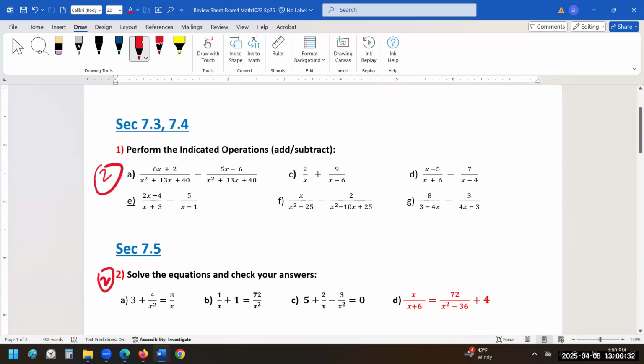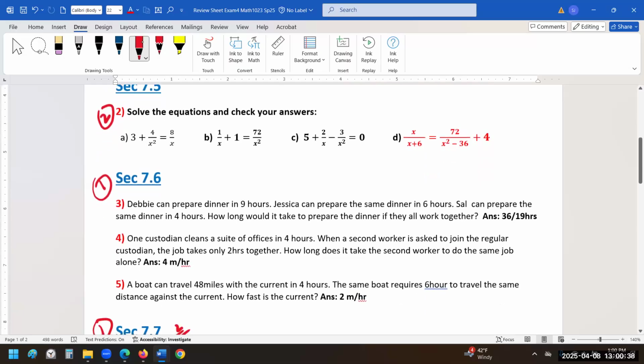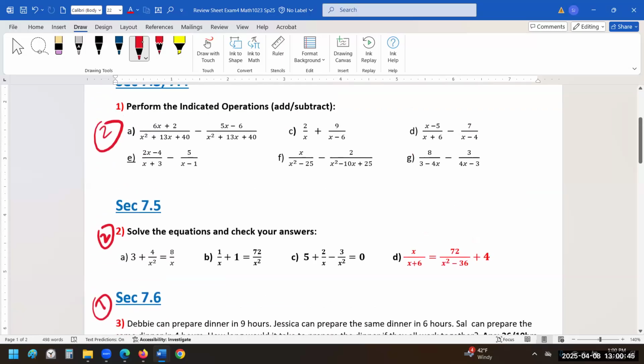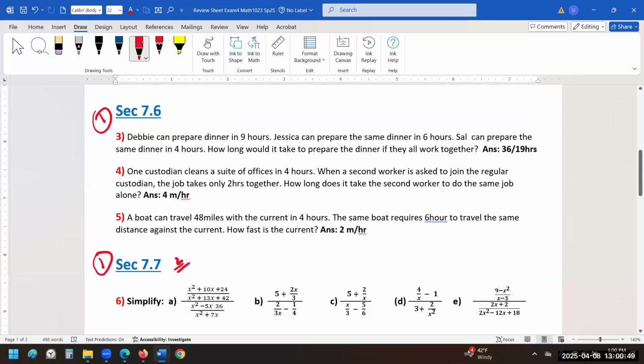Two from addition and subtraction, 2 from solving, 1 from word problem, and one or 2 from complex. So definitely 2, 4, 5, 6, definitely 6. If I have space, then 7.